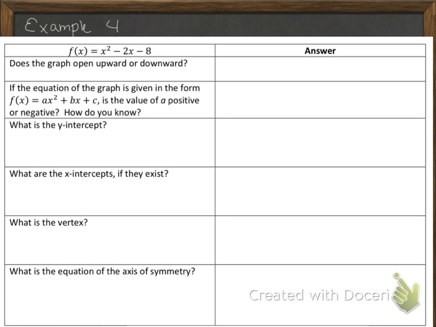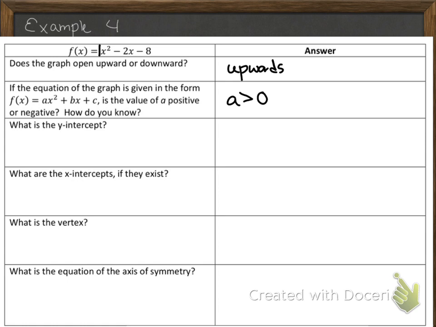All right, let's do one more example. So the question says we have f of x, or y, equals x squared minus 2x minus 8. So again, we look at a. Our leading coefficient is 1. So this guy is going to open upwards, right? We know that because a is greater than 0.